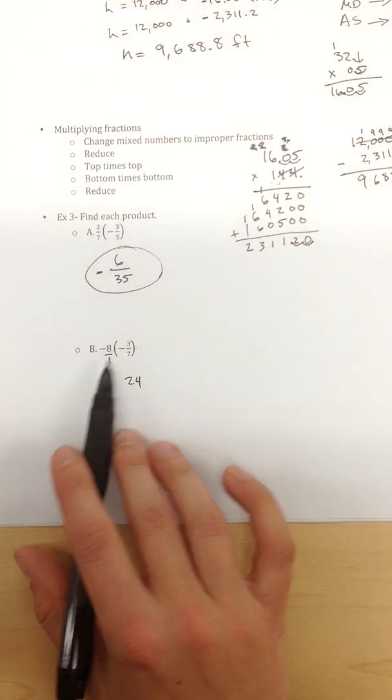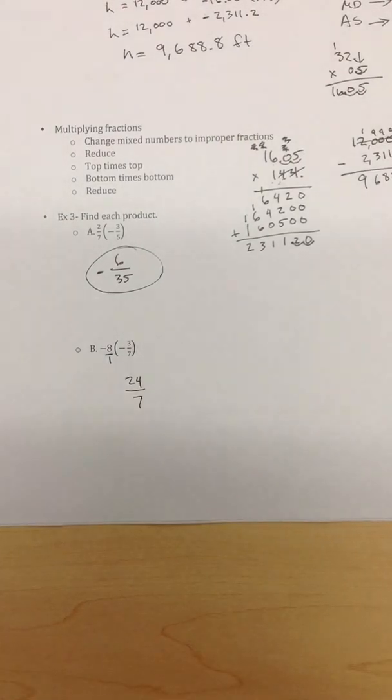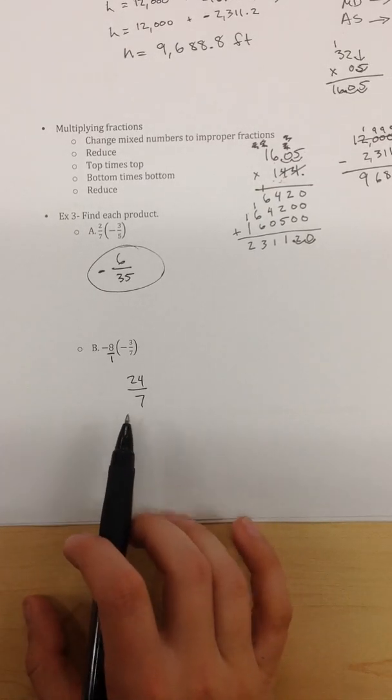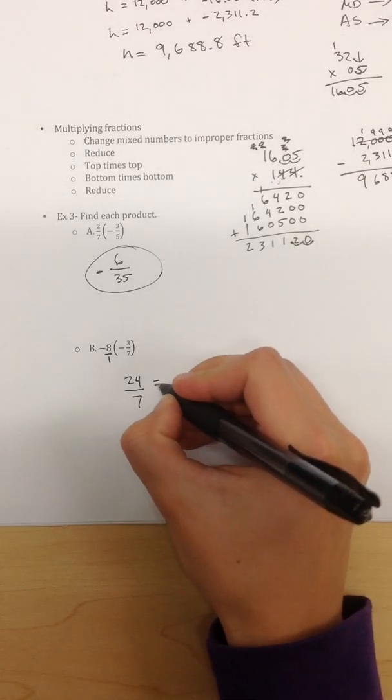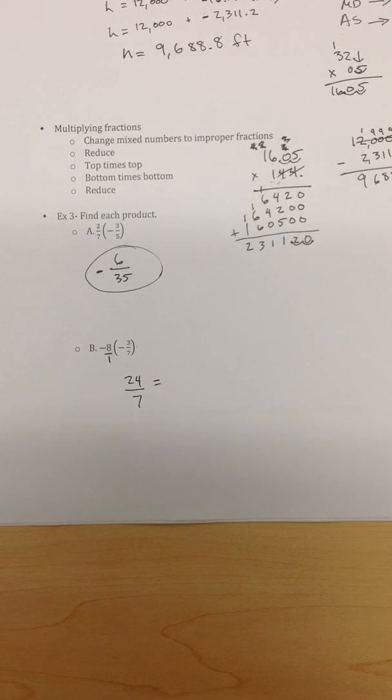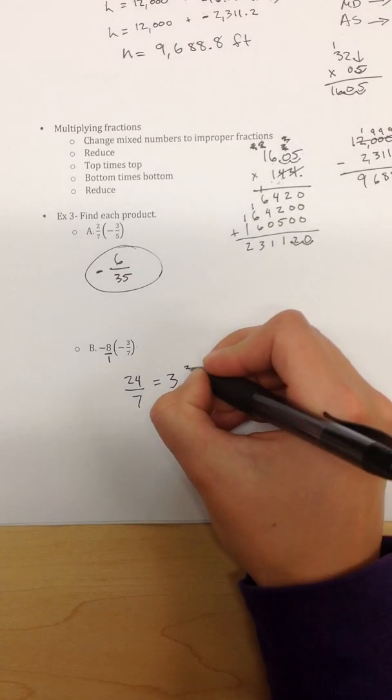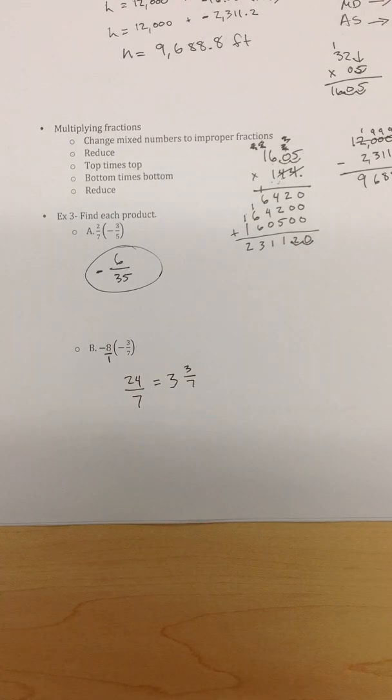Bottom times bottom, 1 times 7 would be 7. And then if I take a negative times a negative, same signs, it's going to become positive. So positive 24/7. And then if you want to, you can change this to a mixed number by seeing how many times 7 can go into 24, which would be 3 full times at 21. And then if I do 24 minus 21, I have 3 left. So I would have 3 out of 7 left. So you could either write 24/7 or 3 3/7. I would take either of those answers on the test.